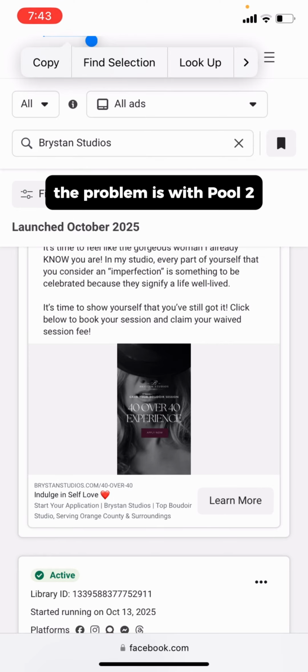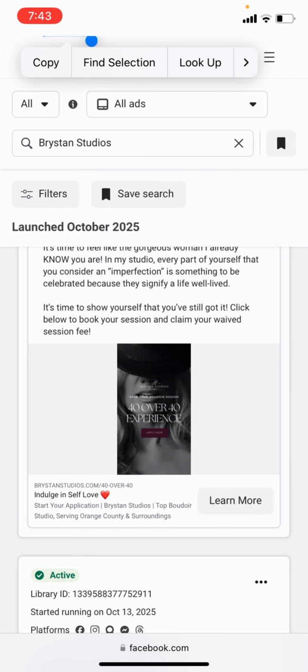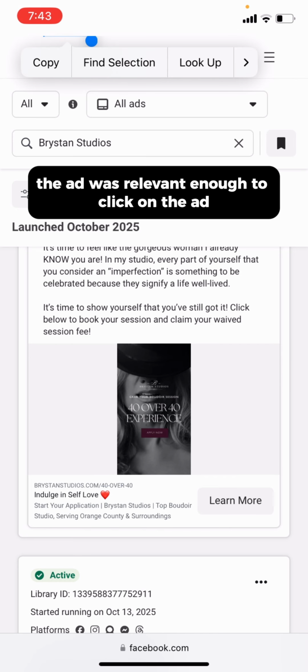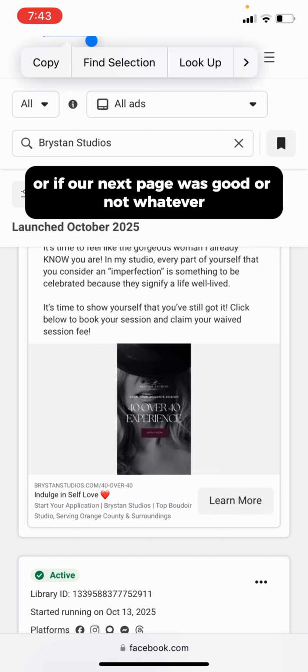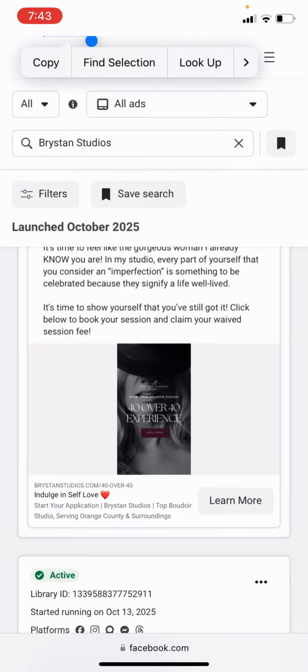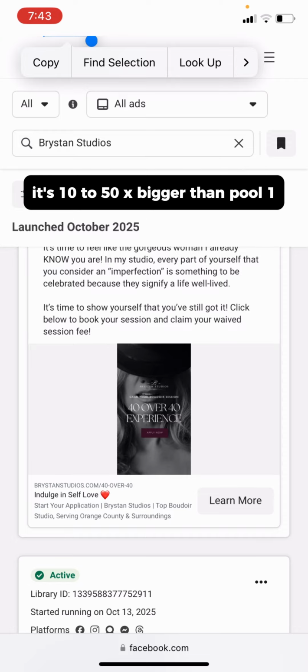The problem is with pool 2. Pool 2 is ad clickers. So those where the ad was relevant enough to click on the ad and go to our next page, whether or not they converted, or whether our next page was good or not, whatever. But the problem with pool 2 is it's 10 to 50x bigger than pool 1.